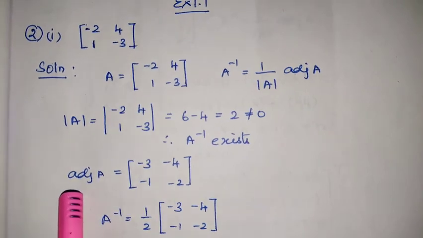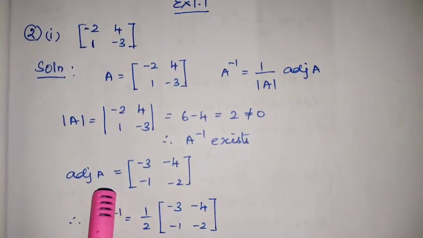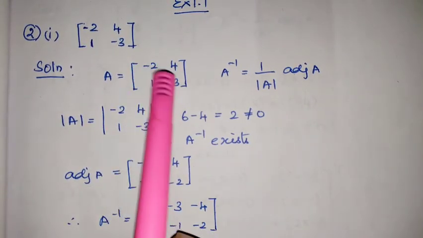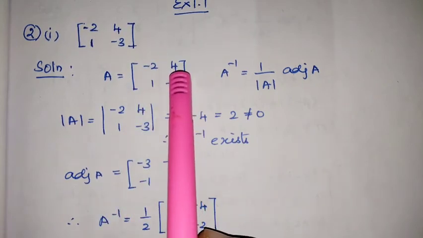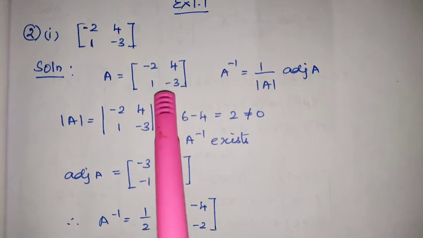So we can find what? Adjoint of A. How to find the adjoint of A? It's very simple. Just interchange the two elements. So it is minus 3 and 2. Change the sign of 4, which is minus 4, and 1, which is minus 1.